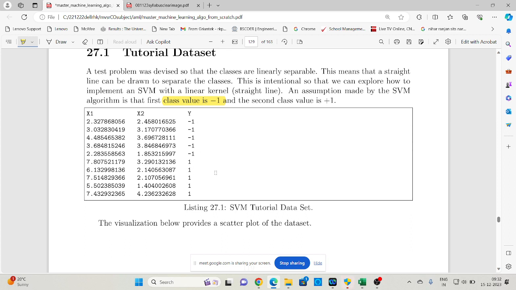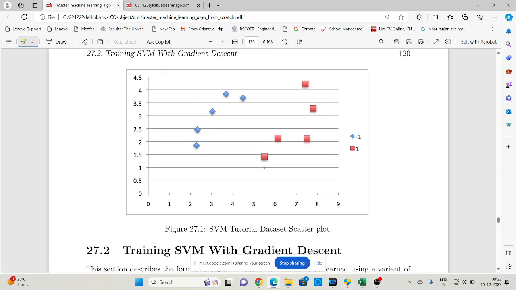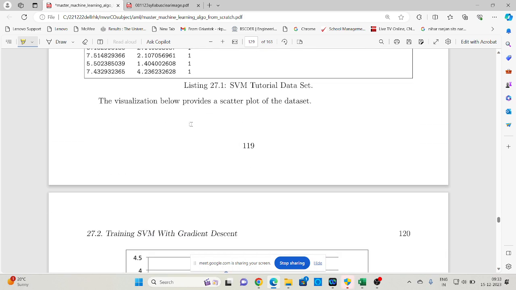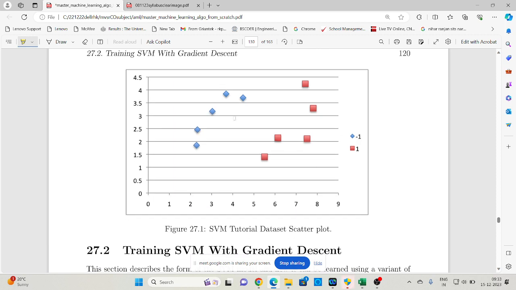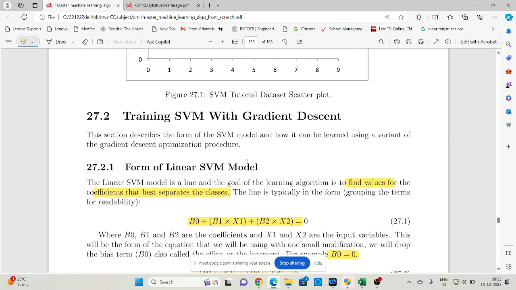The author has given this easier separation so that we can understand the problem easily. If we plot these points of X1 and X2 on the graph, you can see the blue labeled ones are -1 and the red labeled ones are 1, and you can easily segregate and separate them.